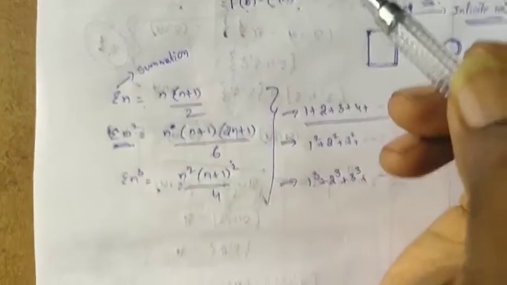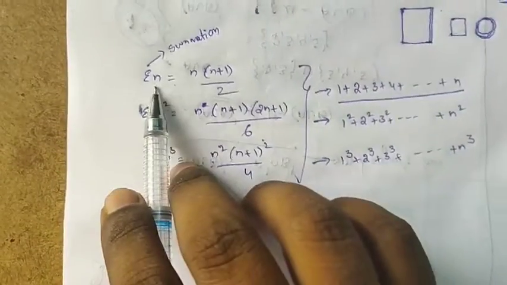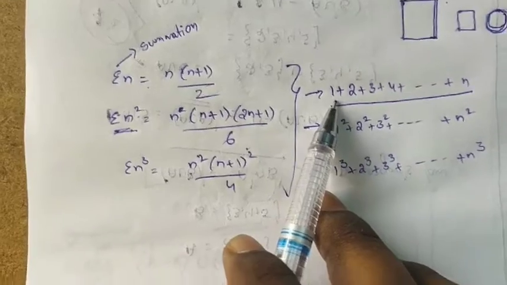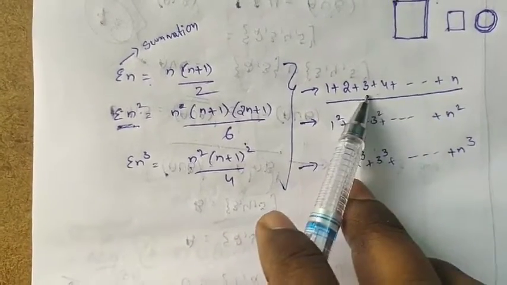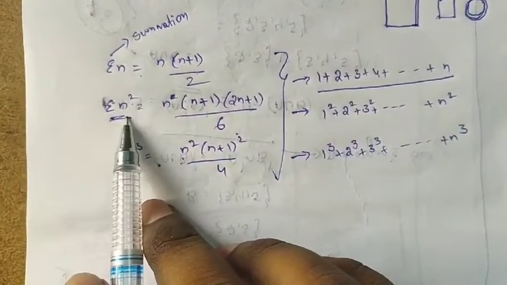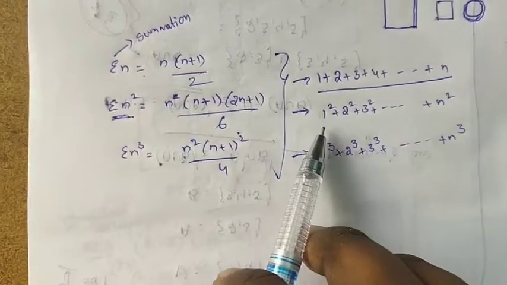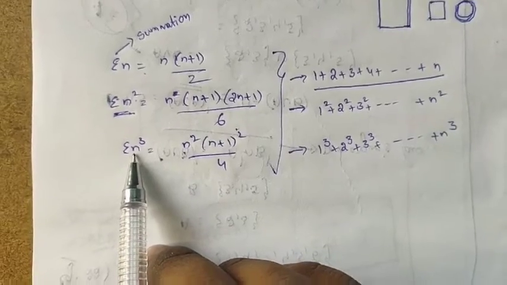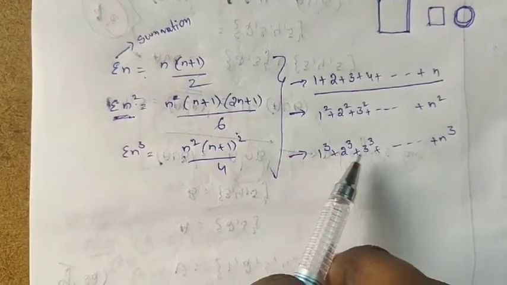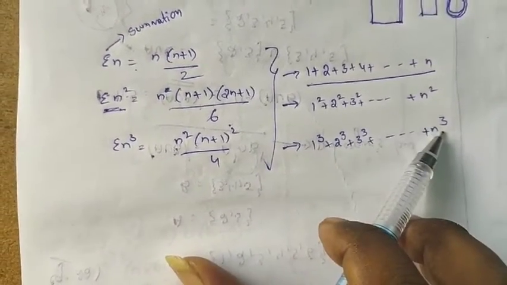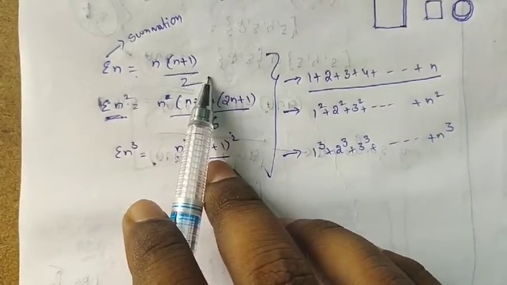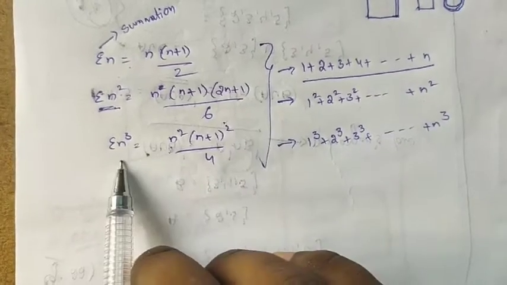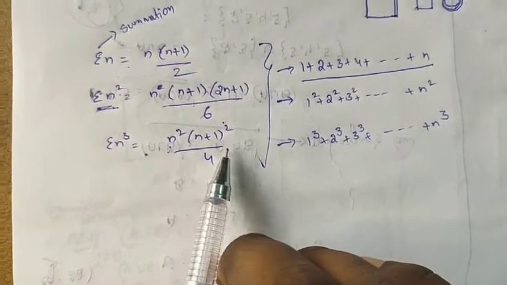Before going to the limit of the sum, first we need to know three more formulas. Sigma n. What do you mean by sigma n? Sigma n stands for sum of n natural numbers, 1 plus 2 plus 3 plus 4 and so on to n. And sigma n square, this is sum of the terms 1 square, 2 square, 3 square and so on to n square. And sigma n cube, this is also sum of the terms 1 cube, 2 cube, 3 cube, all first n natural numbers. So first one, sigma n is equal to n into n plus 1 by 2, and sigma n square is n into n plus 1 into 2n plus 1 by 6. Sigma n cube is n square into n plus 1 whole square by 4.